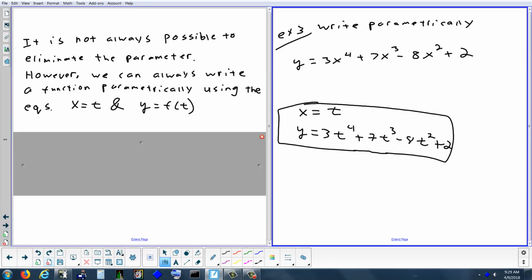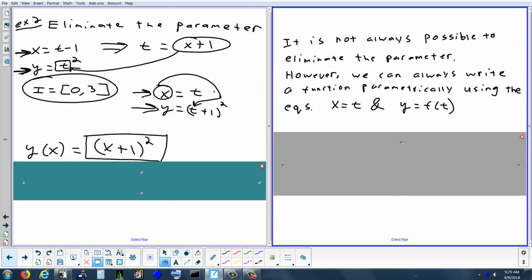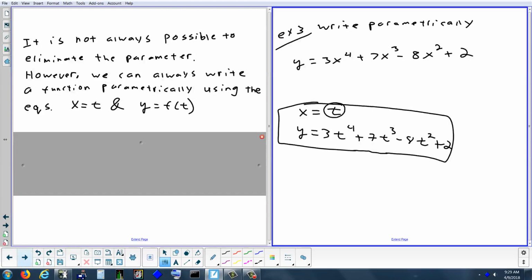Well, t is already by itself in the x equation. So take what you got on the other side of the x equals, just like we did right here, and plug it in. And you plug it in all the spots. And if you do that, you get 3x to the fourth plus 7x cubed minus 8x squared plus 2.